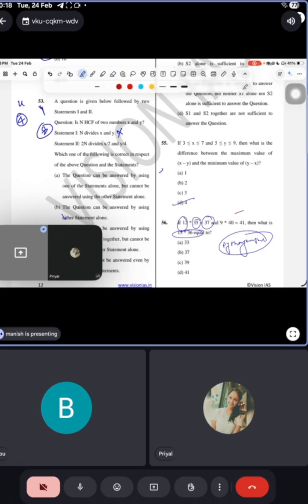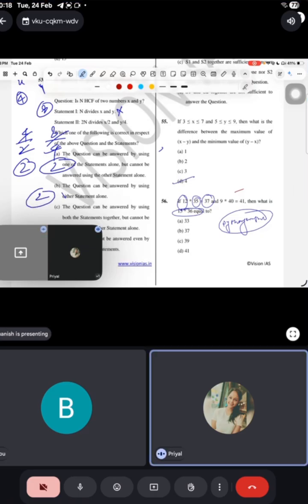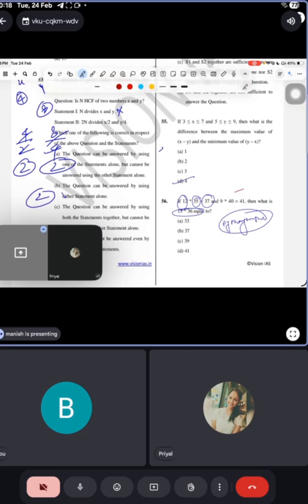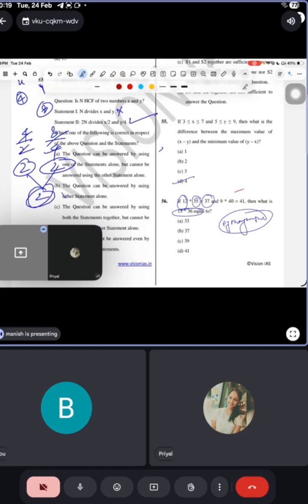Now let's talk about statement two. 2n divides x minus 2 and y minus 4. So x minus 2, with x equal to 4, gives 2. And y minus 4, with y equal to 8, gives 4. So now 2n means what? Now guys, tell me, is it 2? Yes. So statement 2 alone is sufficient.